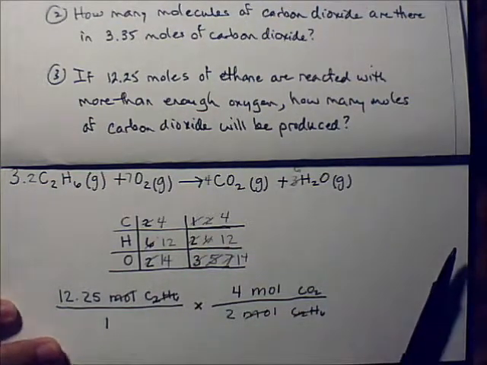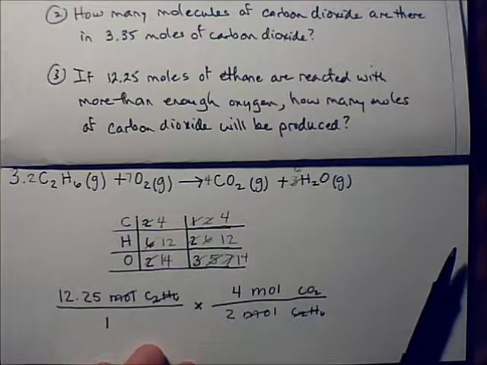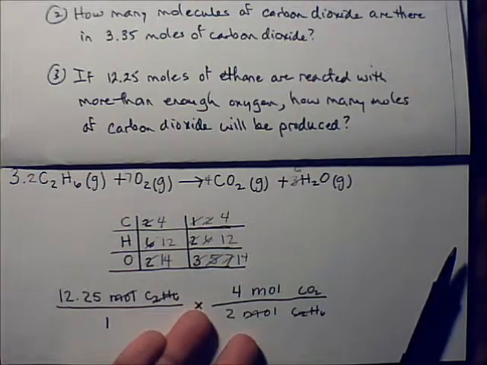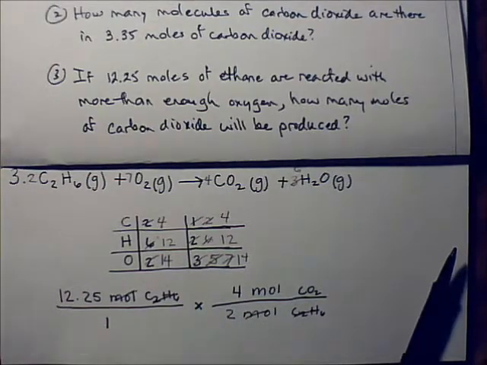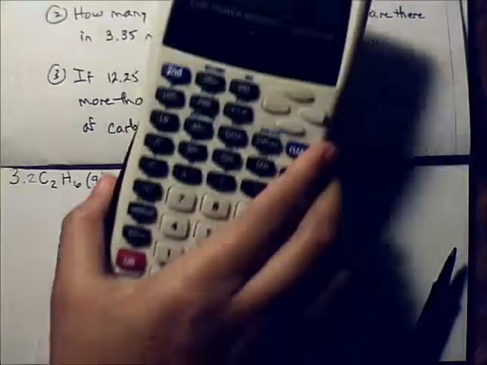Okay, so what do I do first? Well, how do you do the math? You don't know how to do the math? Should I cross multiply? It's not cross multiply. We don't do that in here. Cross multiply is when things are on opposite sides of an equal sign. In this case, you take the 12.25, multiply by the 4, hit equals, then divide by the 2.